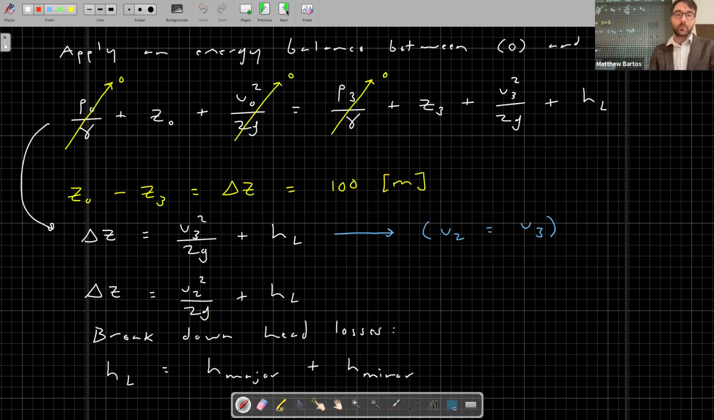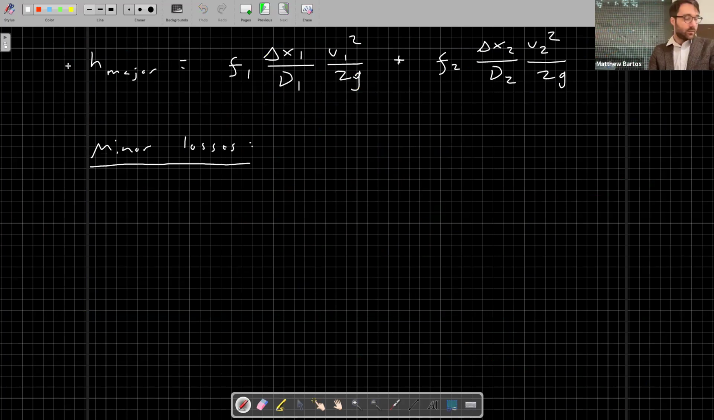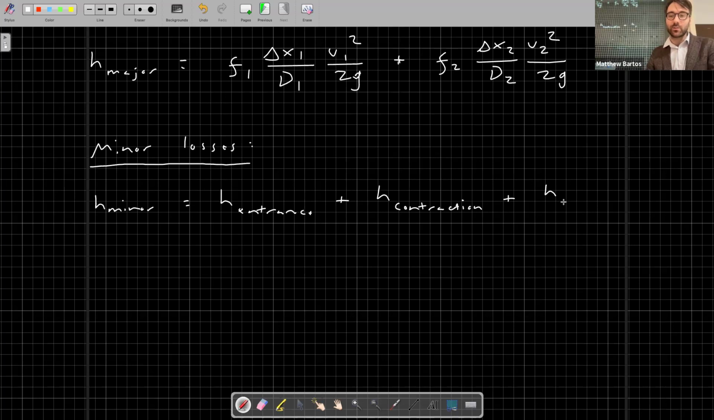All right. So our minor losses, I'll write this as H minor, is equal to the entrance losses, I'll call this H entrance just to be explicit, plus H contraction plus H valve. So let's go ahead and try to populate each one of these expressions for the minor losses.